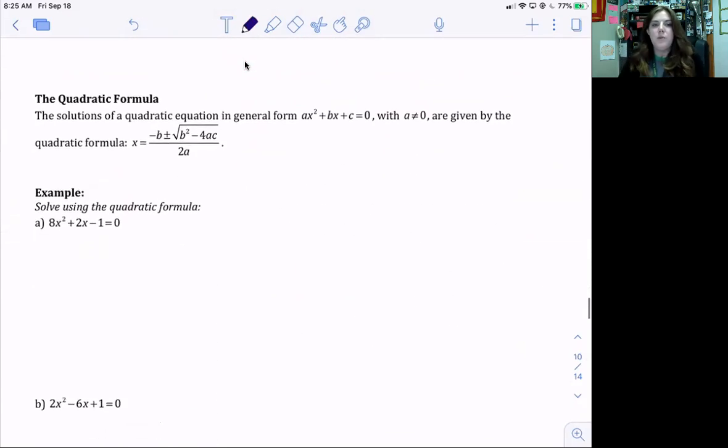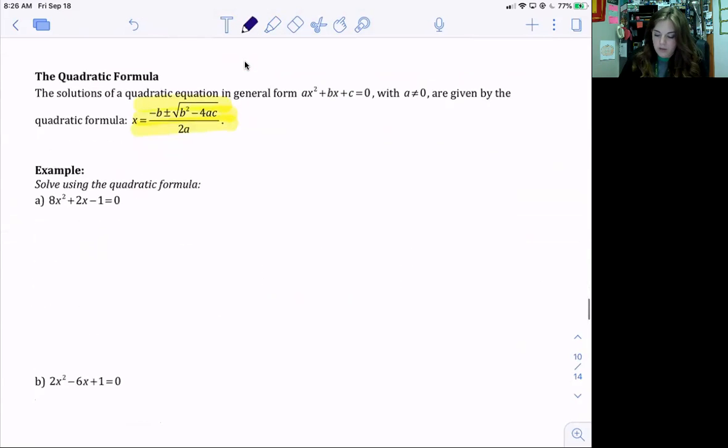Okay, so now looking at the quadratic formula. So the solutions of a quadratic equation in general form are given by the quadratic formula. x equals negative b plus or minus the square root of b squared minus 4ac, all over 2a. If you don't know that, make sure you memorize that or have it written down somewhere.